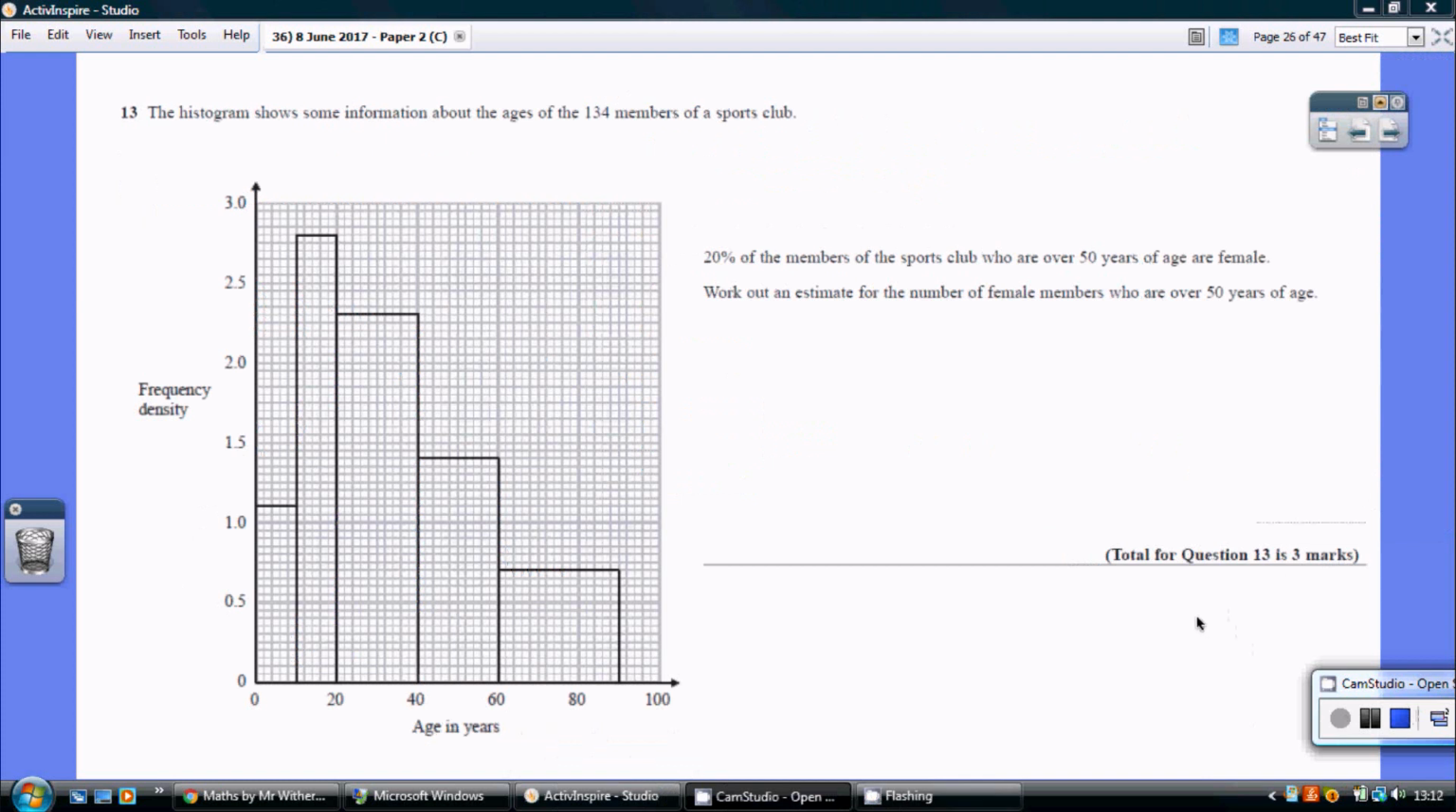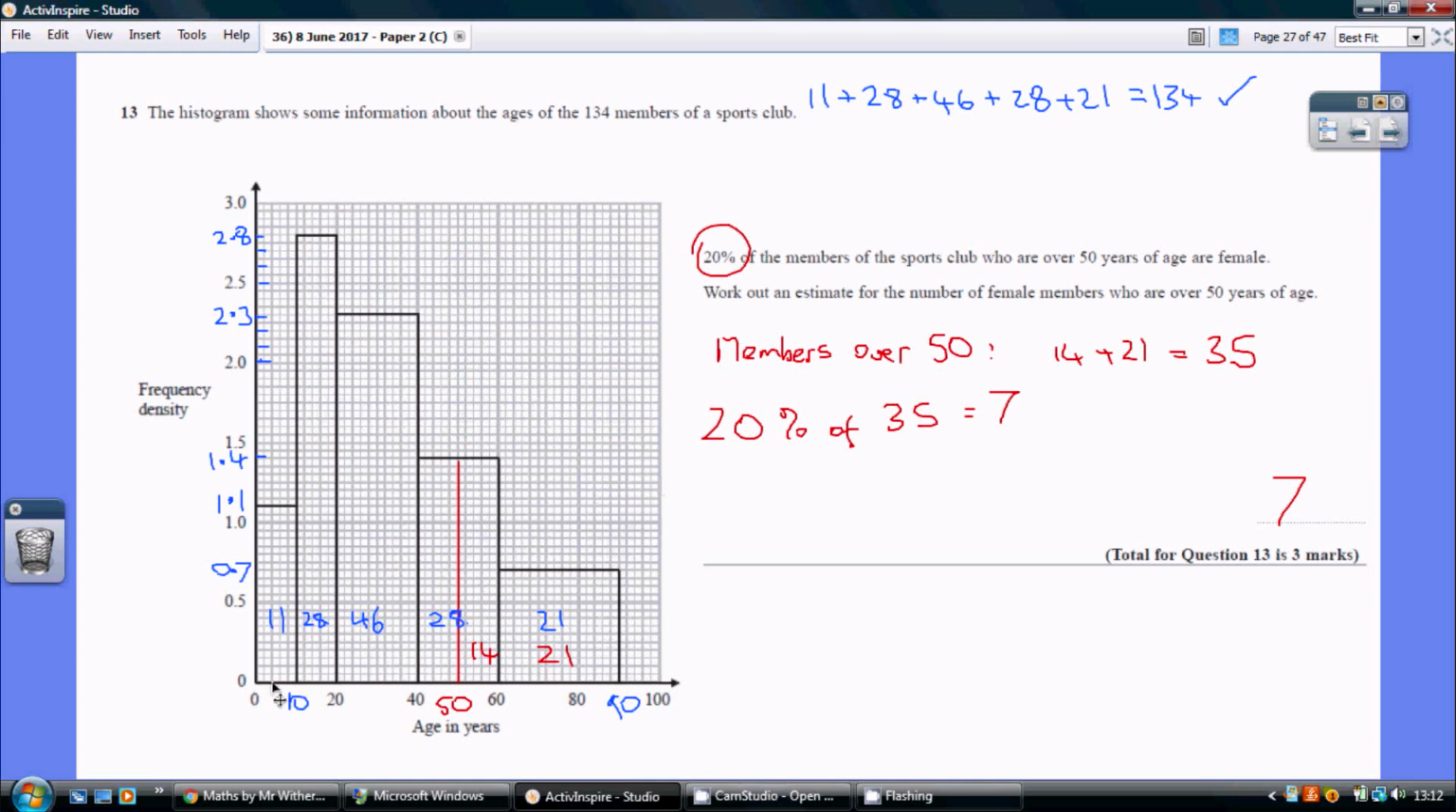Question 13. So the key thing with histograms is to remember that the frequency, which is the number, so in this case the number of members, is represented by the area of each of these bars. So for example, if we take this first bar here, we've got a base of 10 and a height of 1.1. 10 times 1.1 is 11. So that represents the number of members who are aged between 0 and 10 in the club. So there are 11 members aged between 0 and 10.